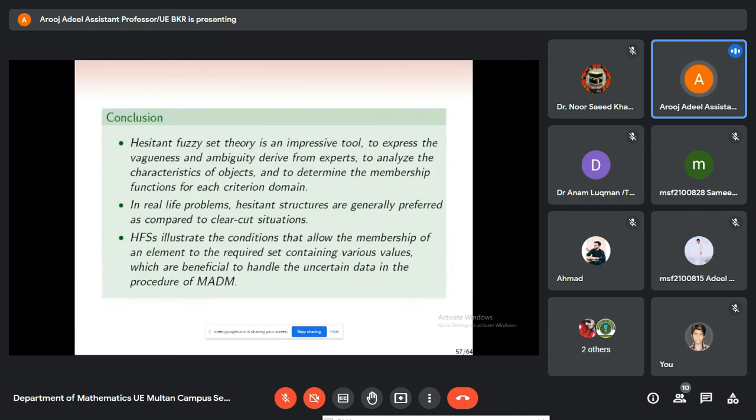Now it's time to conclude this presentation. Hesitant Fuzzy set theory is an impressive tool to express the vagueness and ambiguity derived from experts to analyze the characteristics of the object and to determine the membership function for each criteria domain. In real-life problems, hesitant structures are generally preferred as compared to clear-cut situations. Hesitant Fuzzy set illustrates the conditions that allow the membership of an element to the required set to contain various values, which are beneficial to handle uncertain data in the procedure of multi-attribute decision making.